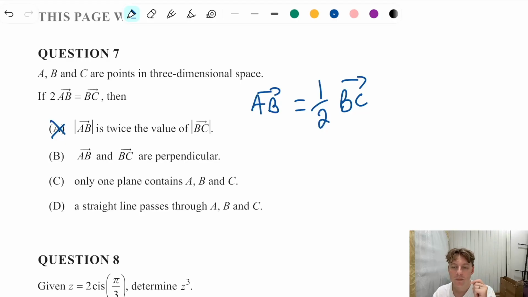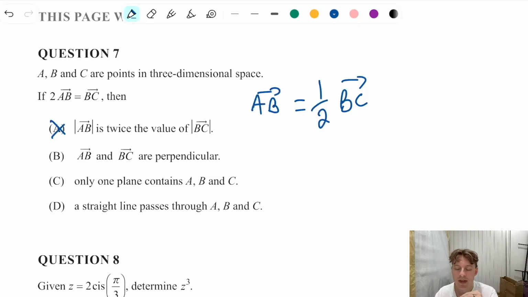B, AB and BC are perpendicular. Nope. C, only one plane contains them. No, that doesn't mean that at all. Like, it's possible, but no. So we've got option D, a straight line passes through A, B, and C. Well, the answer is yes to part D.